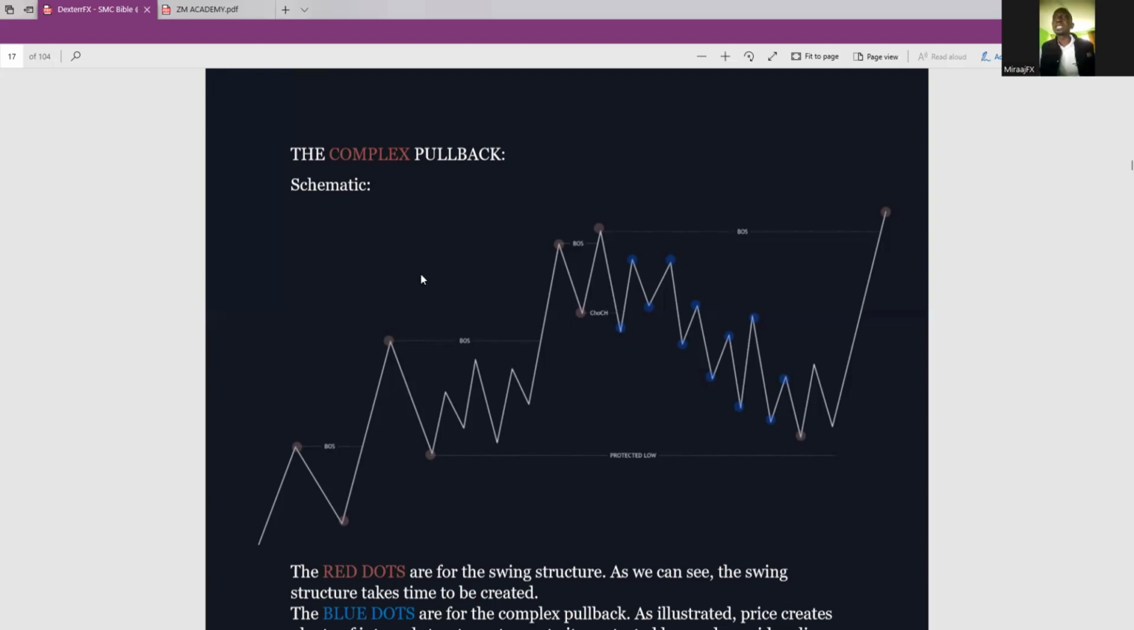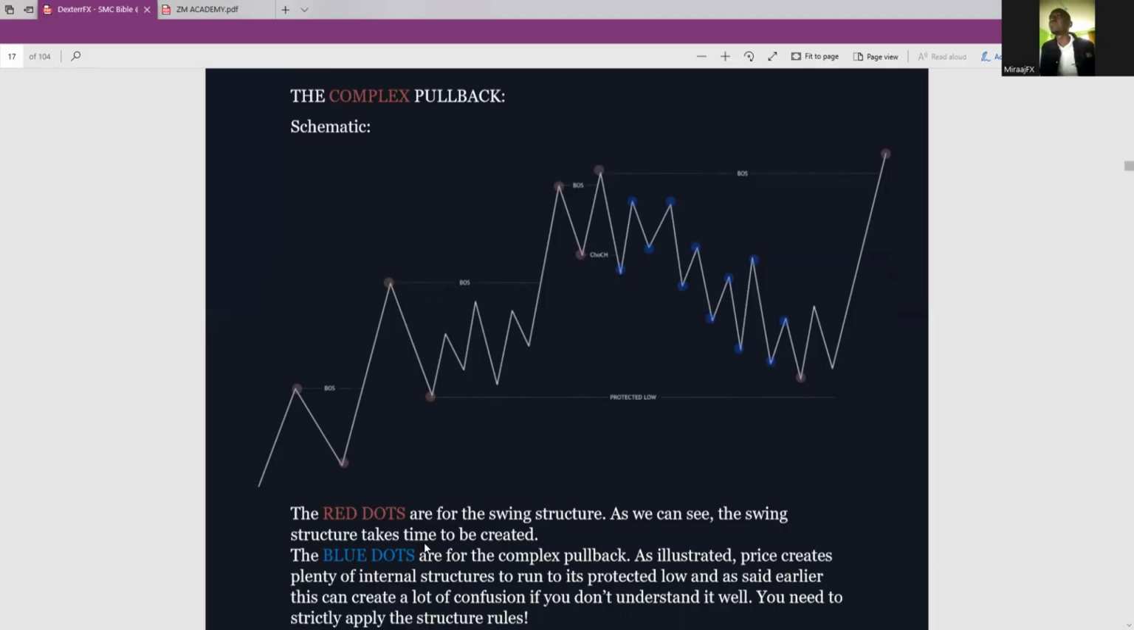So you can see here the red dots show us our swing highs and swing lows, and the market is actually on an uptrend. Right, so the blue dots represent the complex pullback. This is basically the complex pullback that we're talking about as illustrated. The blue dots show us the complex pullback.